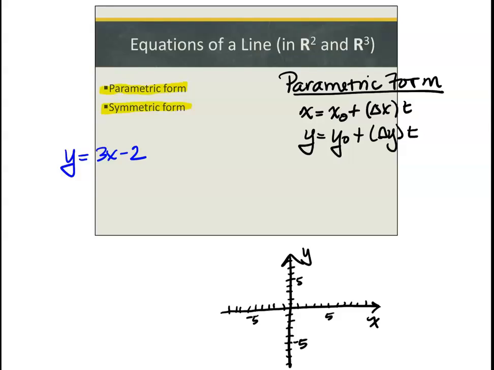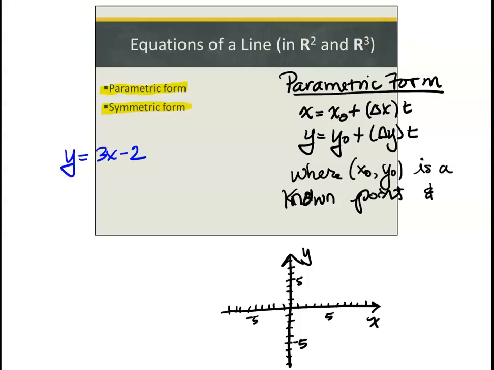And over here on the right, we have parametric form, where the equation for x is x naught plus delta x t, where x naught, y naught is a known point, and the d vector, equal to change in x, change in y, is the direction.